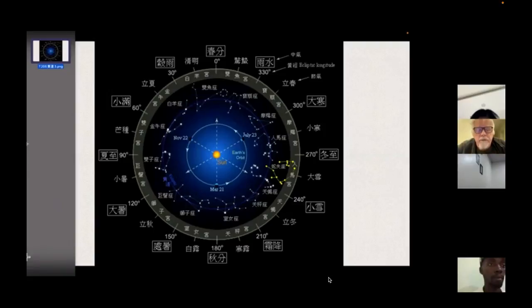And when it gets to one of the solar terms like Dahan or something like that, when it gets to Xiaoxue, all the Chinese will put on their jackets because they know it's going to be cold. Anyway, you might want to look at this picture and study it.